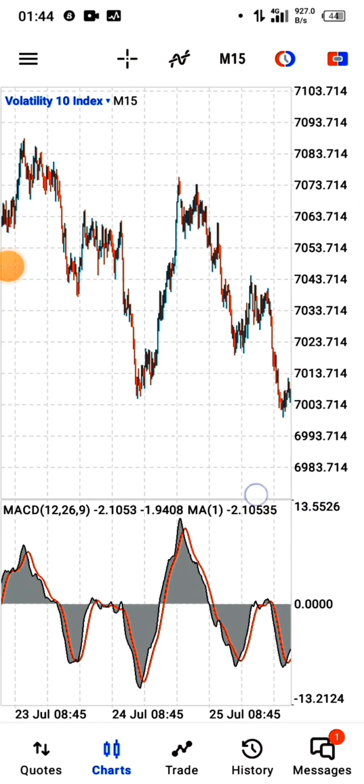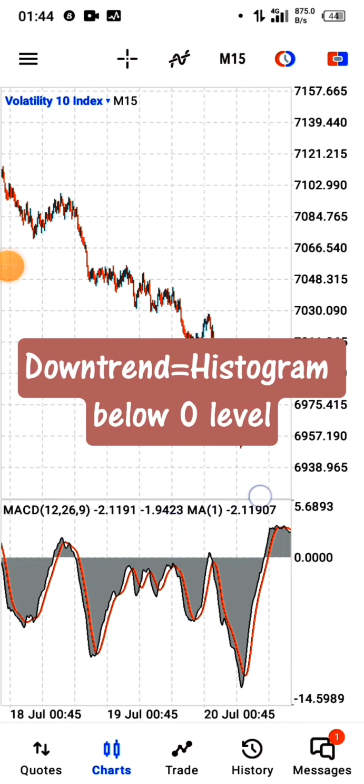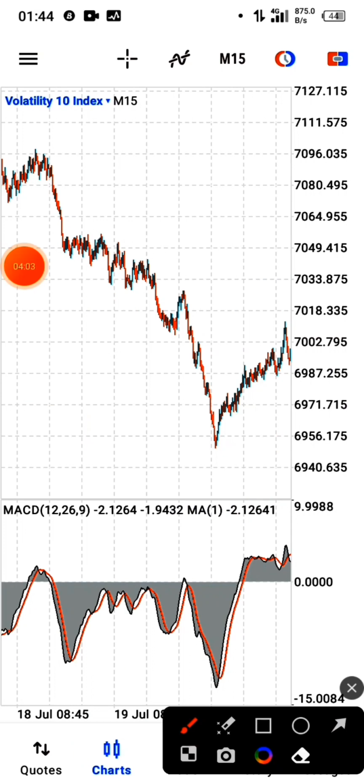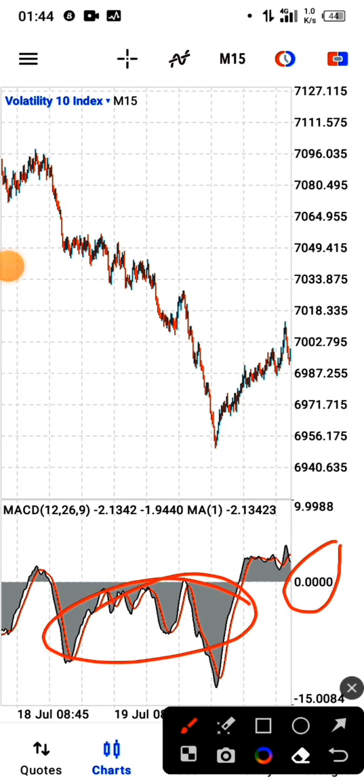Then for a downtrend, let me just check for a downtrend. It's just the same, but I've got an example over here. Our 0 level is over here, and our MACD is below the level 0, which shows that it's in a downtrend.